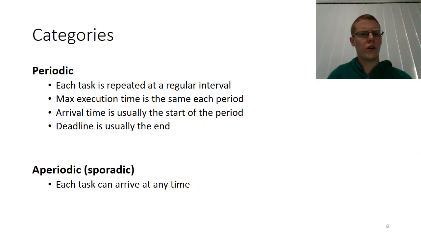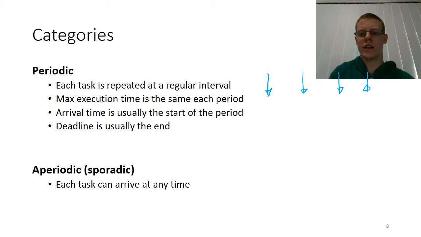We can also talk about aspects of groups of tasks that we may have for real-time systems. So we can break them broadly up into whether they are periodic or aperiodic. So a periodic task is repeated at a regular interval. So we will see the same homogeneous tasks coming back over and over again at a regular interval.